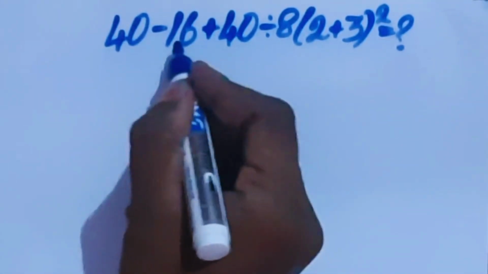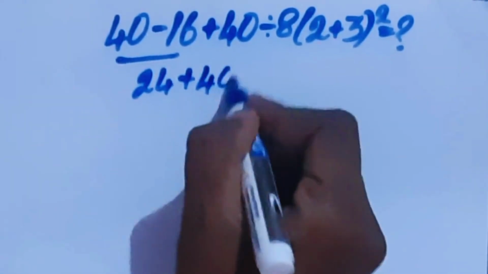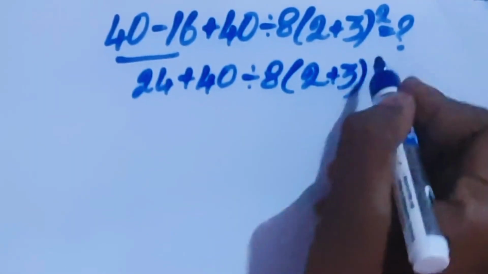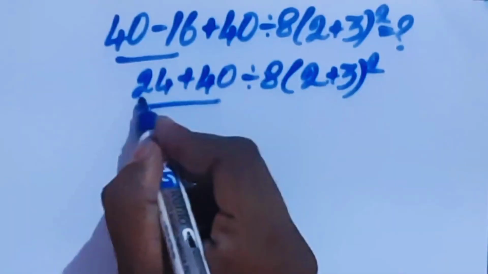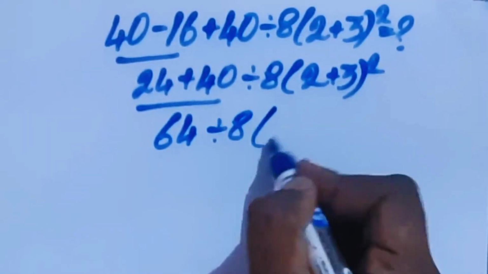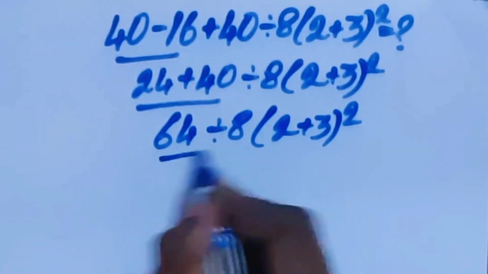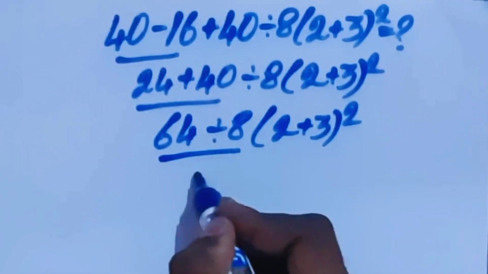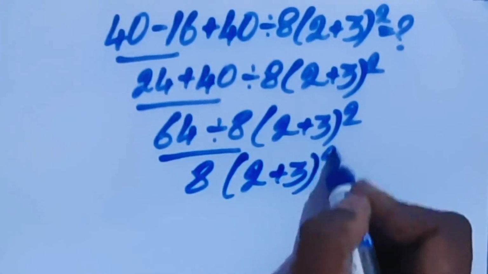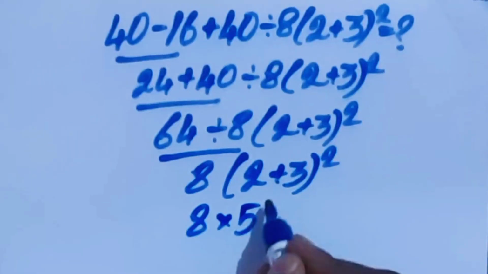Hi guys, here 40 minus 16 is 24, plus 40 divided by 8. Here 2 plus 3 in bracket, whole square. Here this 24 plus 40 is 64, divided by 8 times 2 plus 3 in bracket, whole square. Here this 64 divided by 8 is 8, times 2 plus 3 in bracket, whole square. Here 8 times, here 2 plus 3 is 5 square.